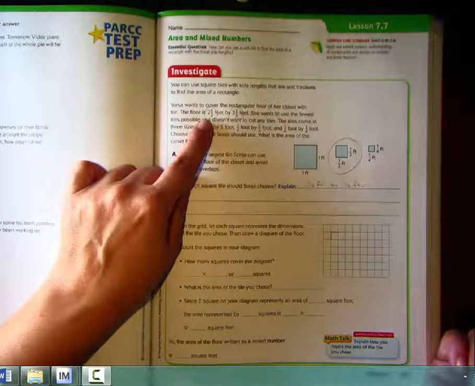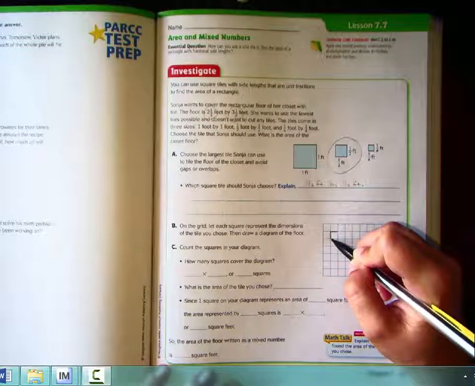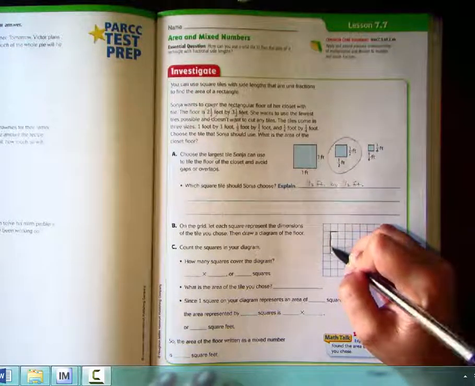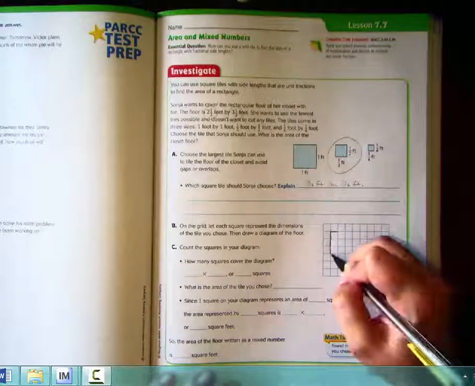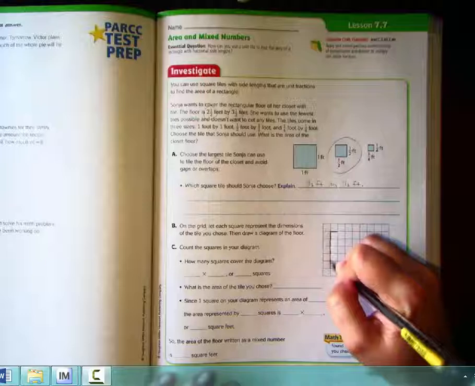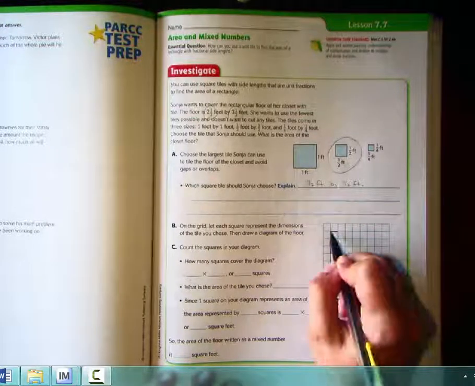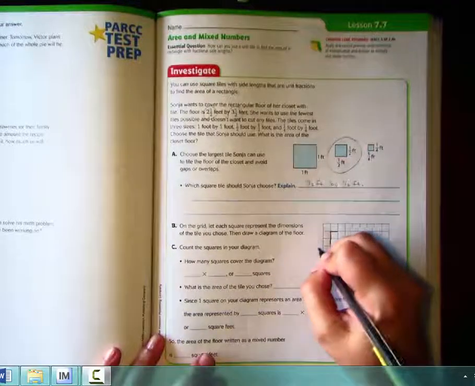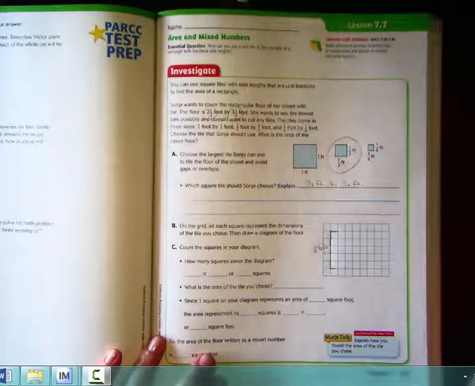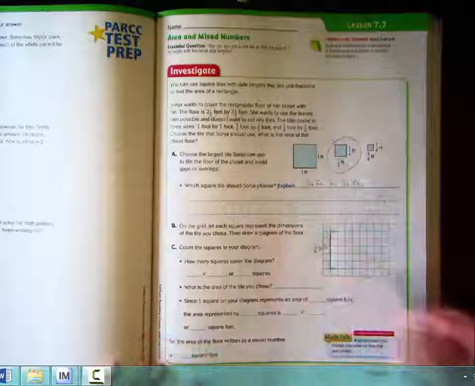So if I'm starting with 2.5 feet, well, here's half a foot. That makes 1 foot. That makes 1.5 feet. That makes 2 feet. That makes 2.5 feet. So I know that that's where the corners of her closet are going to be. And I'm going to write over here, this side is 2.5 feet.